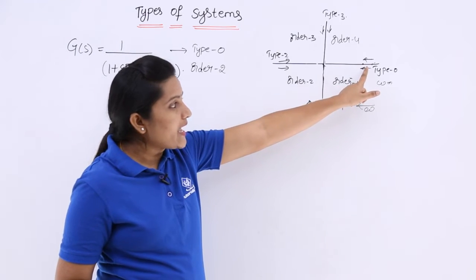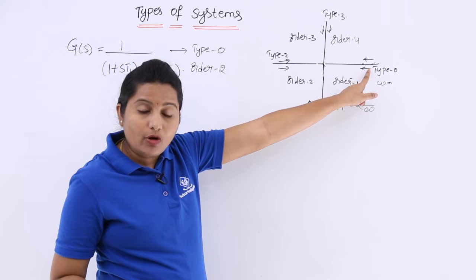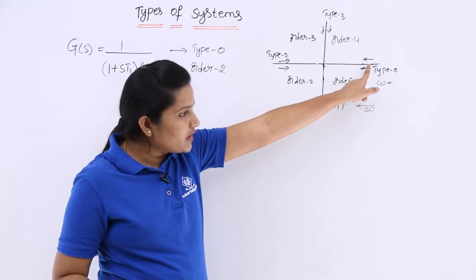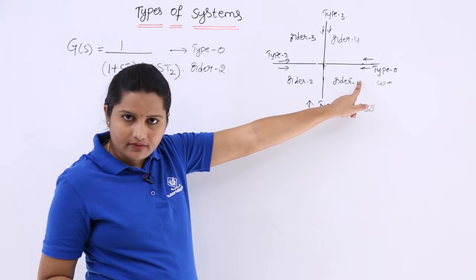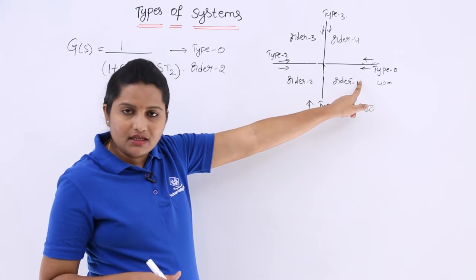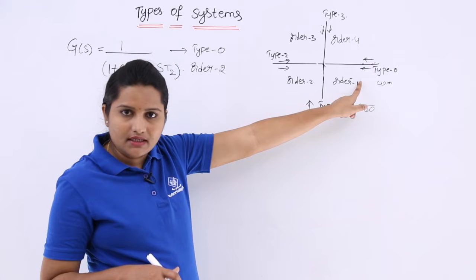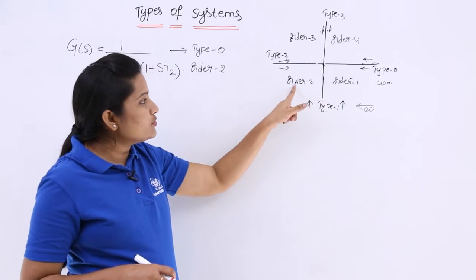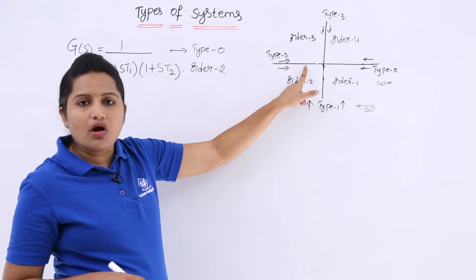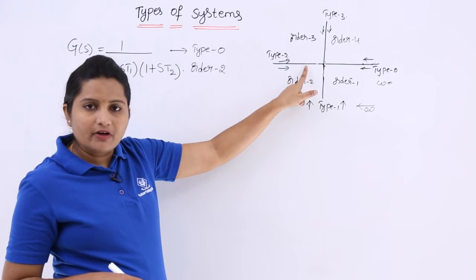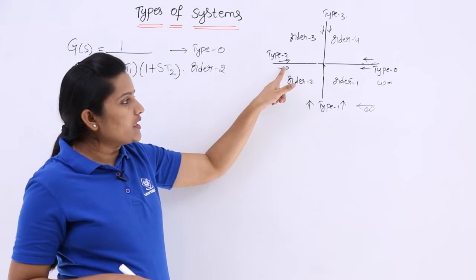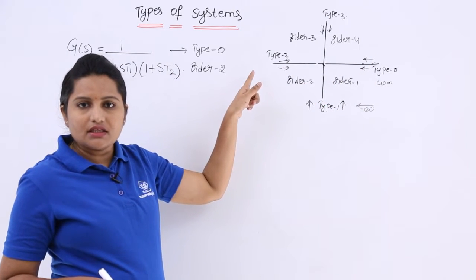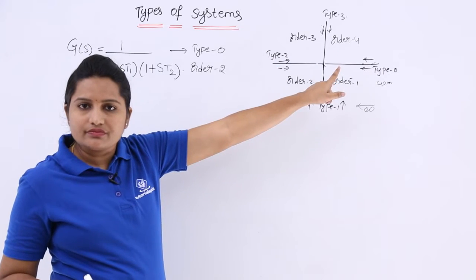As this is a type 0 system, your plot is going to start in this coordinate, then follow the phase angle you are getting, and reach this coordinate to end. For ending at this coordinate, the direction will be like this. The direction will be like this.